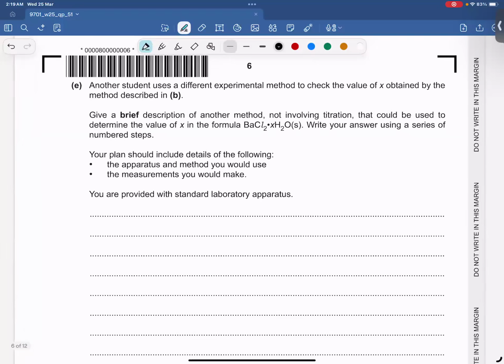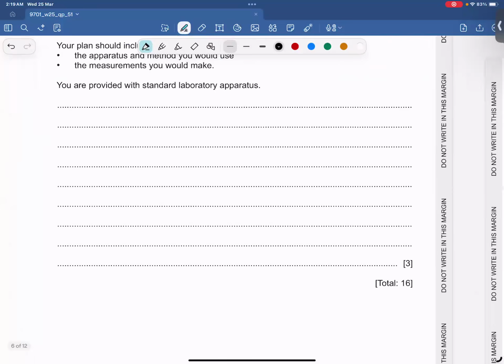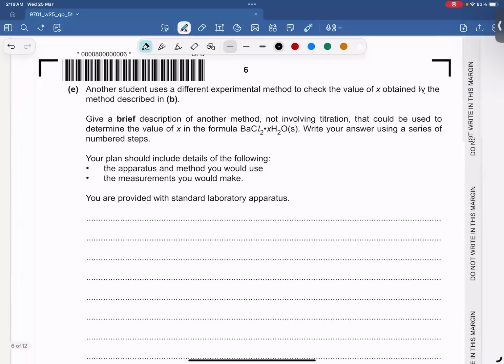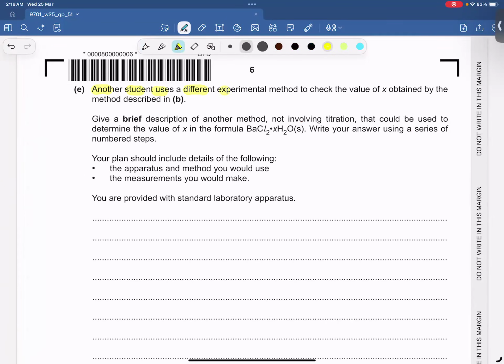Last part of this question. Oh my goodness. Another student uses a different experimental method. What could be the different experimental method to check the value of X obtained by the method described in B? Your description needs to be brief and not involving titration, but that could be used to determine the value of X in the formula.